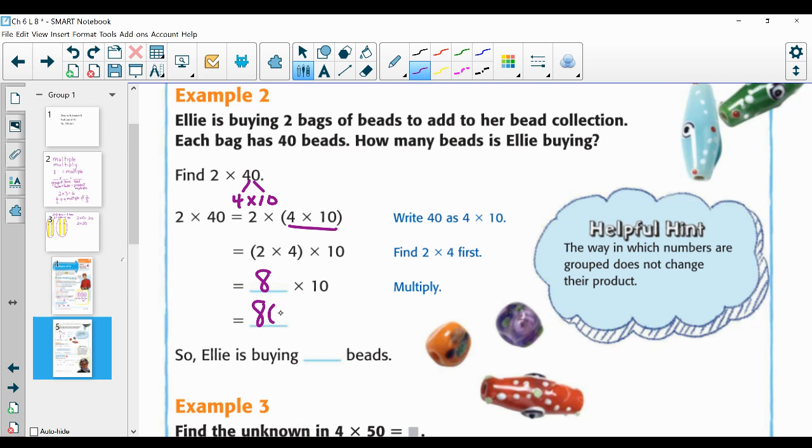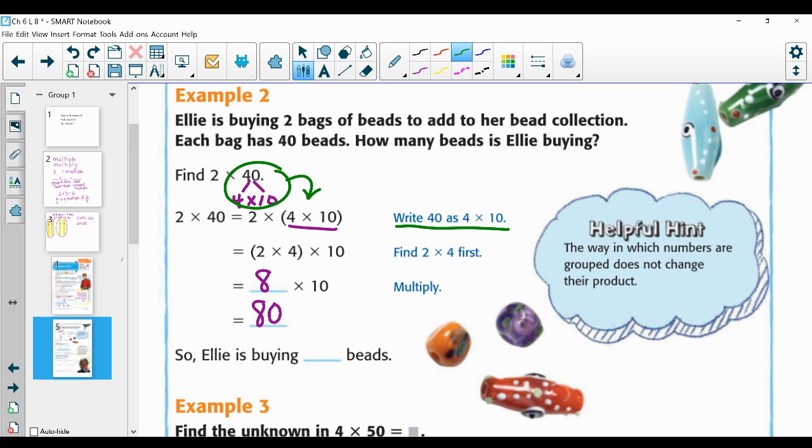Let me talk about that again. This is distributive property right here. Let me use a different color. Okay, this is distributive property because you're decomposing a number into 2 easier numbers to use. So you write 40 as 4 times 10. Okay, now you're going to use associative property to move those parentheses over, because associative property says you can group factors in any order you want in order to get an answer.